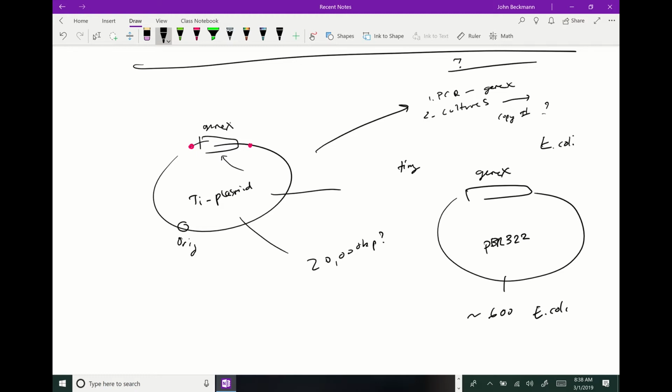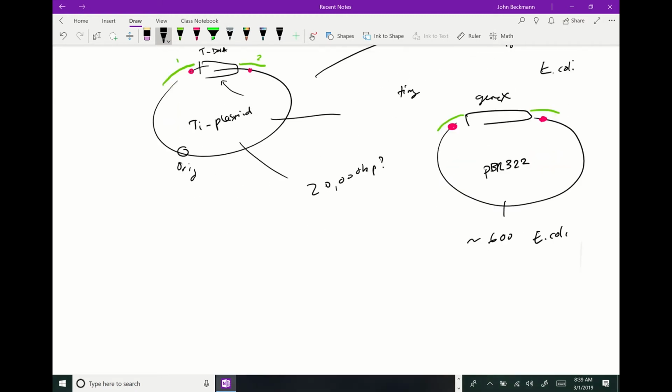Okay. And then we can make homology regions that match. So let's say you make a region that matches here and a region that matches here. And I'll make this the endogenous Ti plasmid. Okay. So you make homology regions that match here and here, right? We can build that. I taught you how you would build that.